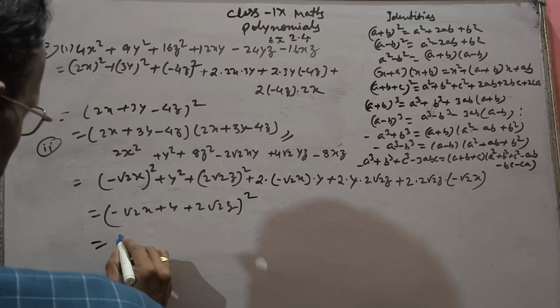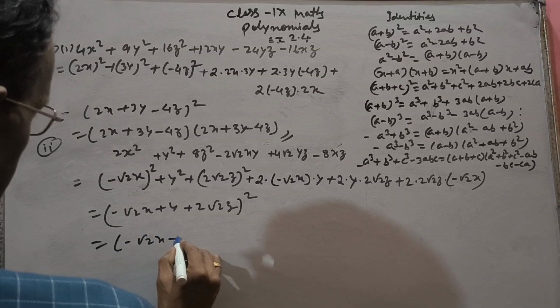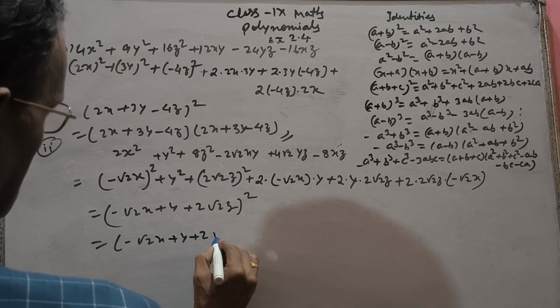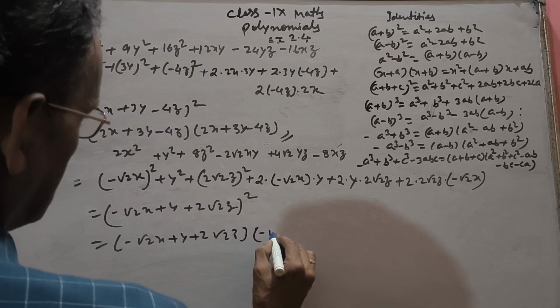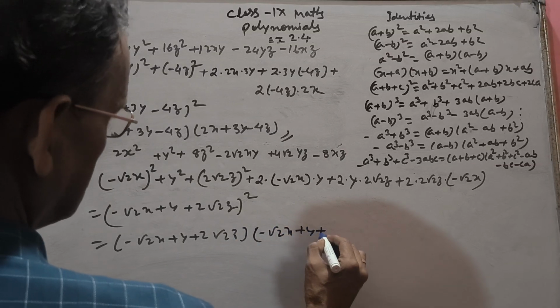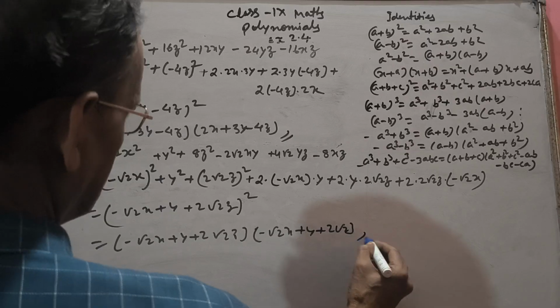The question is factorized, so write 2 times 2 root 2x plus y plus 2 root 2z into minus 2 root 2x plus y plus 2 root 2z. Answer.